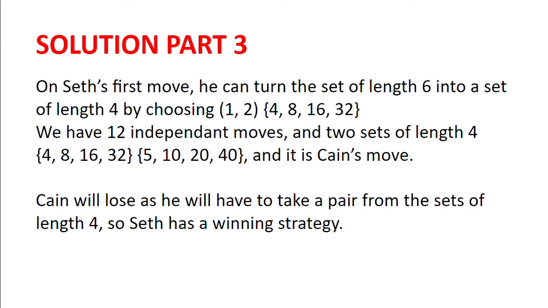Now, Kane doesn't have to play in the sets of 4 first. He can play the independent moves, but so can Seth. And because there's an even number of independent moves, Kane will be the first to run out, and so he'll have to play in the sets of 4. And when he plays in the sets of length 4, he will be the first player to not have a move there. And if he's already used up the independent moves, he's lost. If he hasn't, he can play there, but Seth will always be the last person to have a move. And so Seth has a winning strategy.